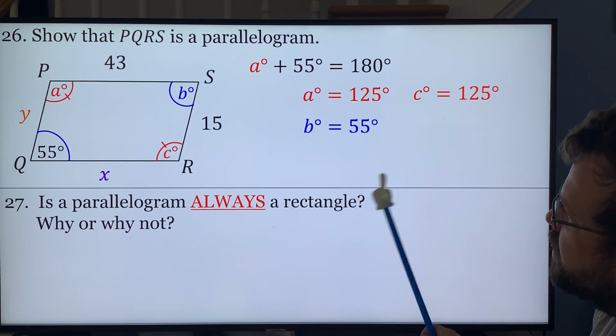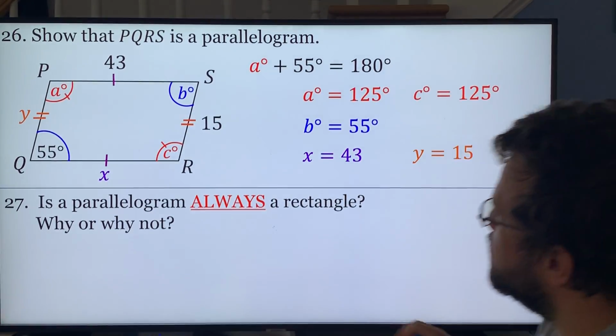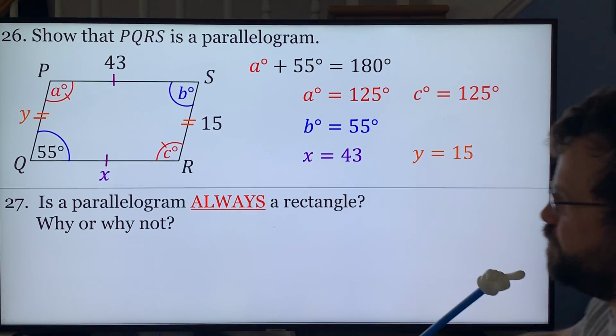Now we need to find X and Y. X is congruent to the side across from it, it's 43. Y is congruent to the side across from it, that is 15.